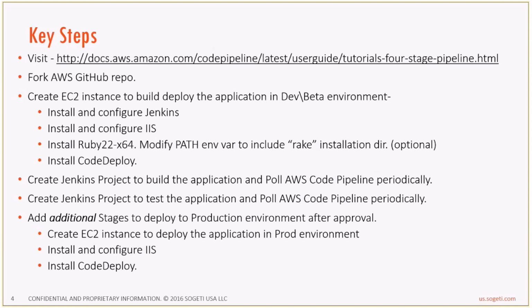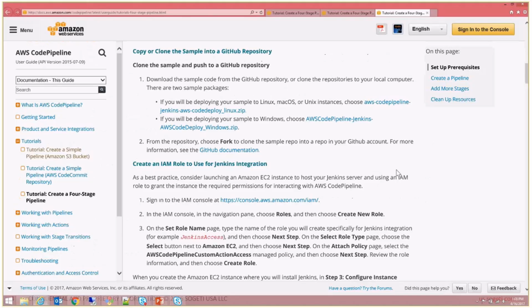Now, the original tutorial is only for 4 stages. But for this demo, we have extended that particular tutorial to add 2 additional stages for manual pre-approval and deployment into the production environment. And for that, we have created another EC2 instance. And on that EC2 instance, we have installed and configured IIS, and we have installed CodeDeploy. So let's now go ahead and take a look at our code pipeline.